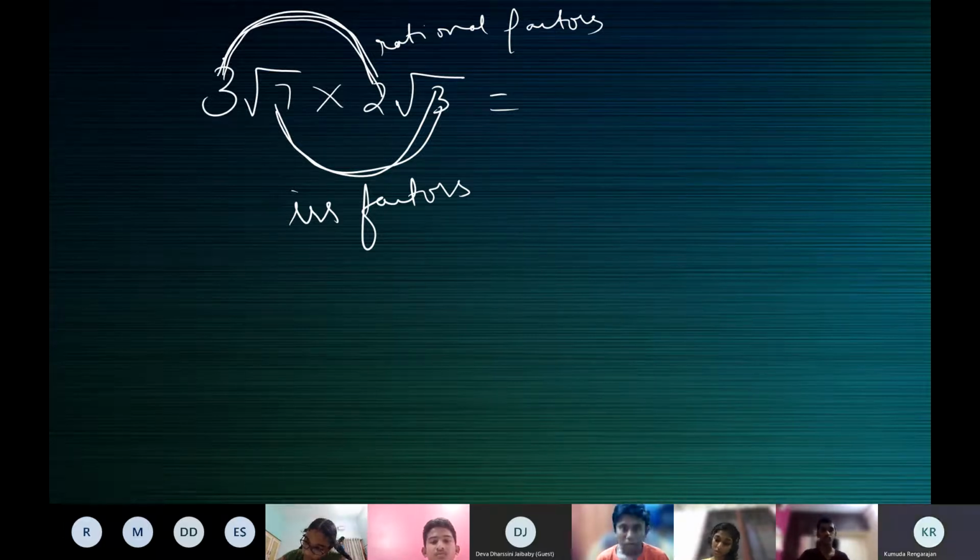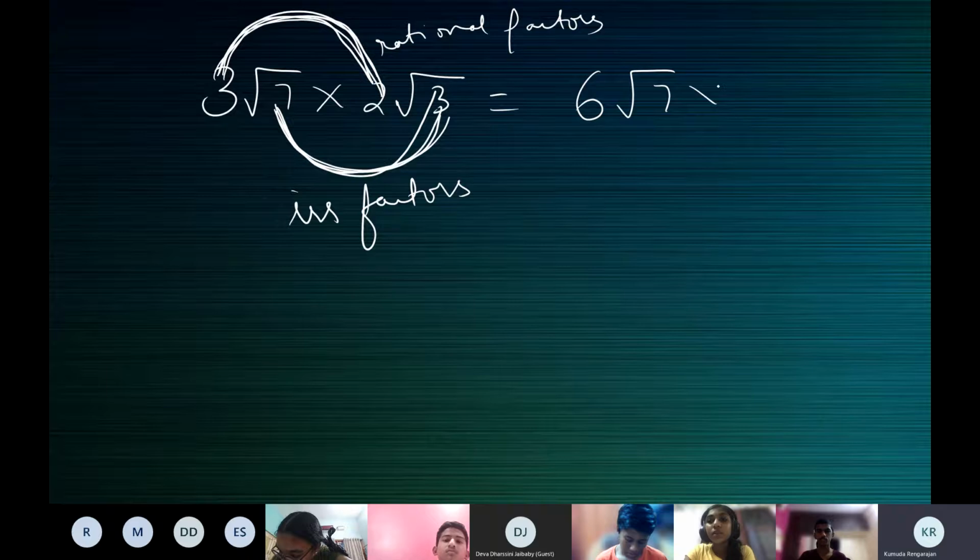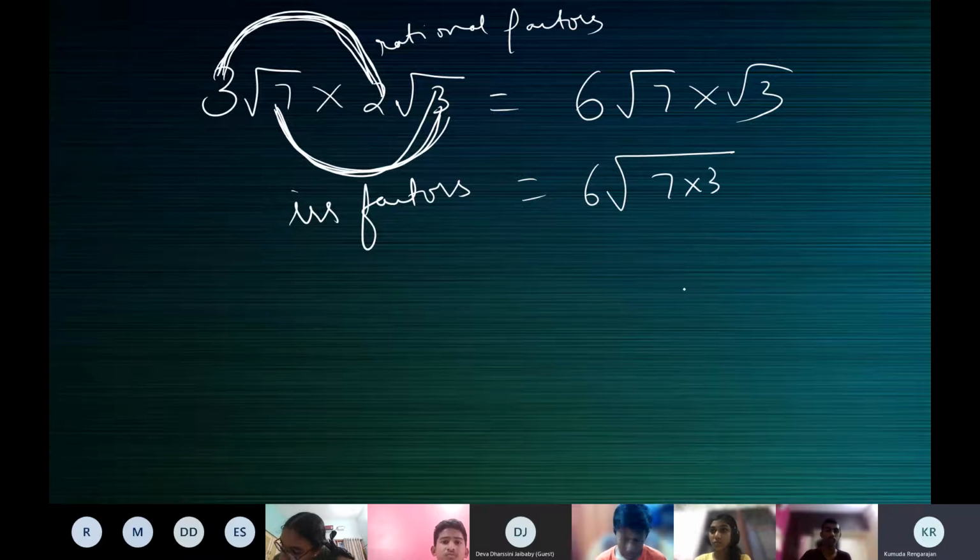So these are the rational factors. These are the irrational factors. Multiply the rational factors. 3 twos are 6. Multiply the irrational factors. Root 7 into root 3 is root 21, root of 7 into 3, because both are under the square root.